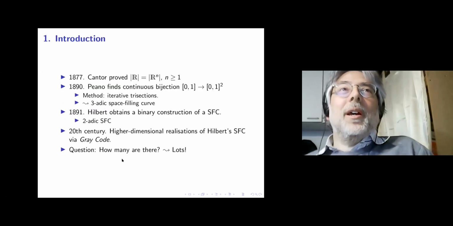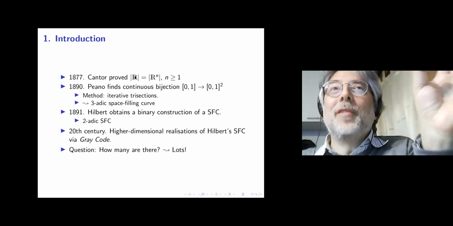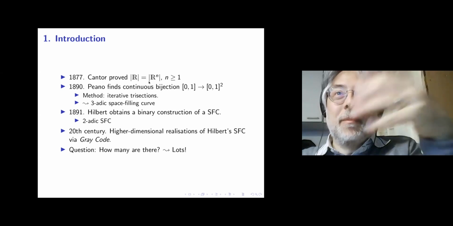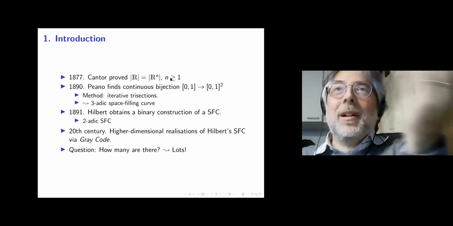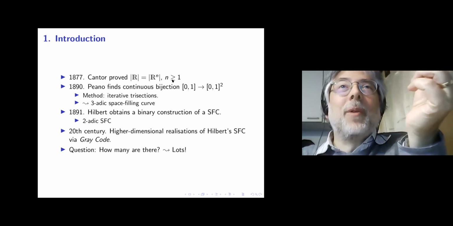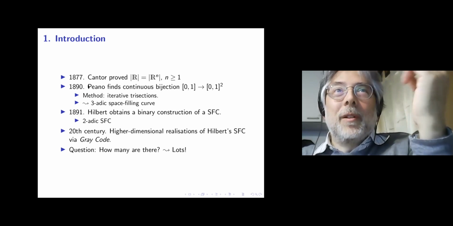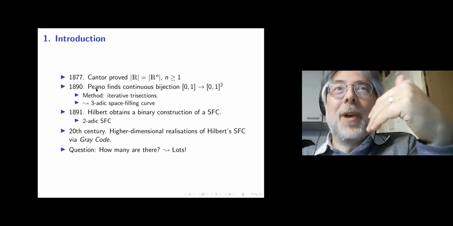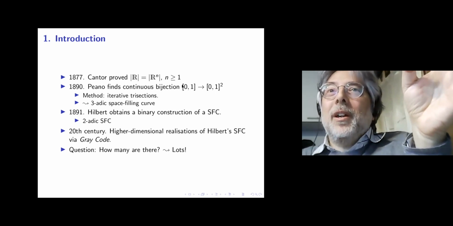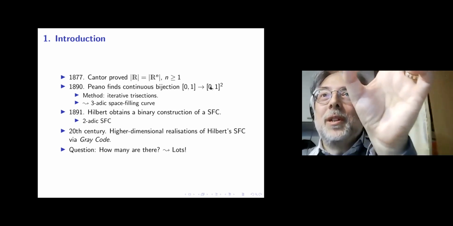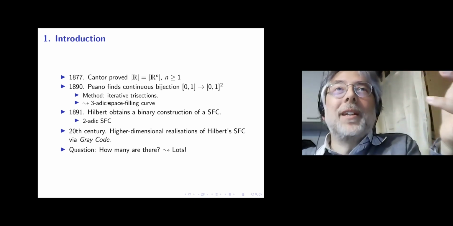So, introduction. In 1877, Cantor proved that the cardinality, just the cardinality, of the real line is the same as the cardinality of n-dimensional Euclidean space for any natural number n greater than or equal to 1. And that was a surprising result, I guess. But when you introduce topology, there was another surprising result, namely Peano found a continuous surjection from the unit line onto the unit square. And his method, you could call this already a p-Adic space filling curve.